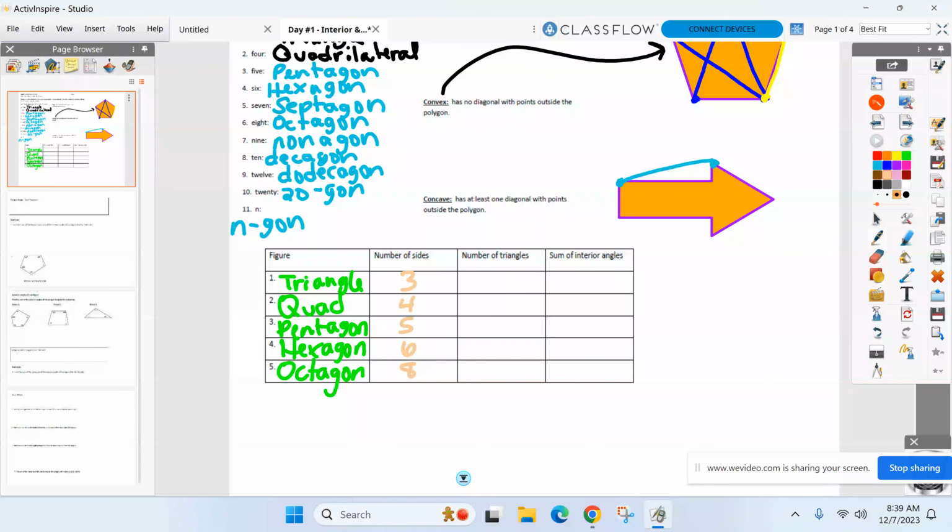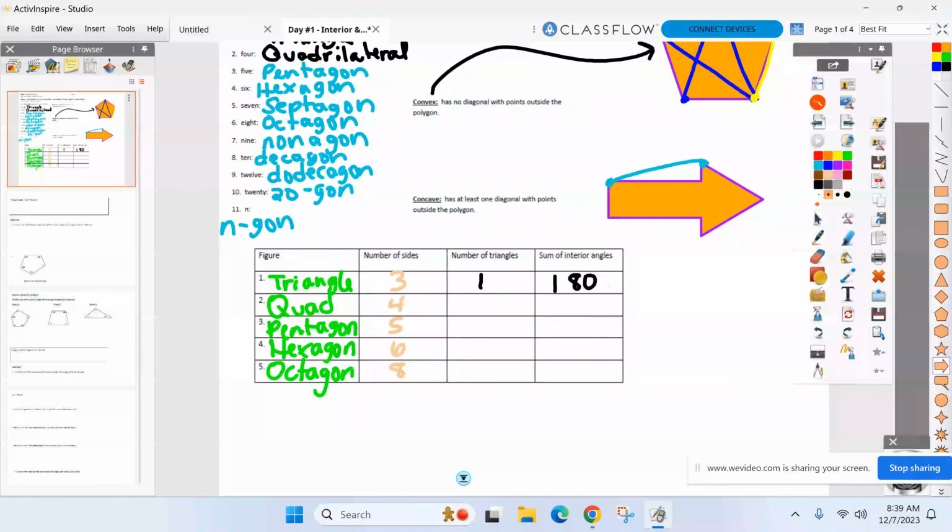All right, what do I mean by the number of triangles that can be formed? Well, first, let's start with the triangle. There's only one there. And what's the sum of the interior angles? 180. Okay, so what do I mean going forward now, the number of triangles?